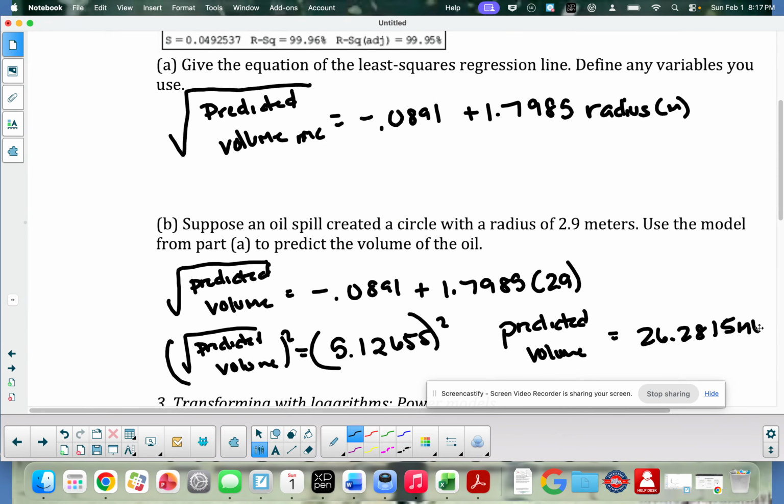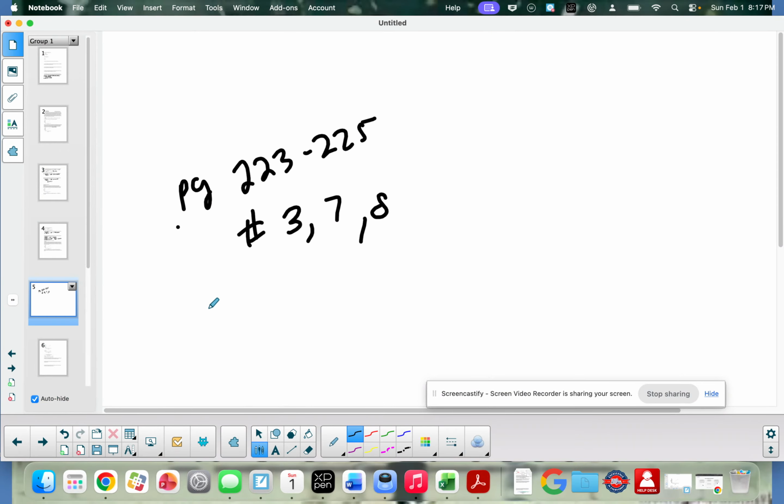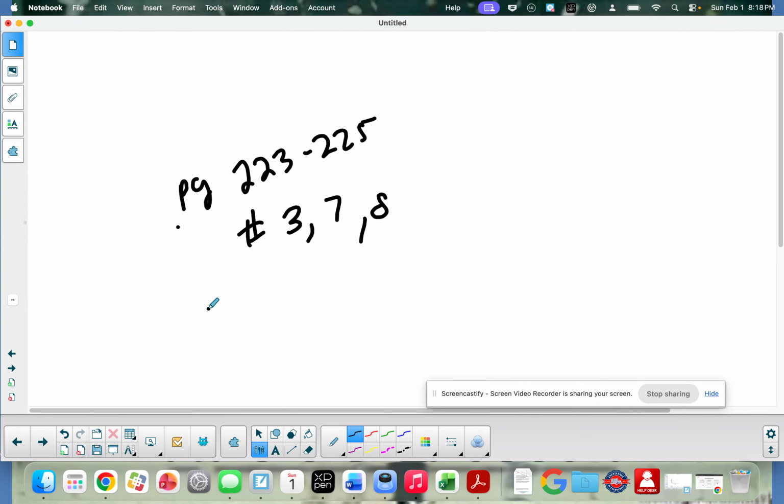Okay, and that's where I'm going to end it for today. Tomorrow we'll talk about logs and all kinds of other stuff. We'll also get more into high leverage points like that, to see how we can describe them, when we can remove them, or what kind of effect they have, more so than we talked about in 3C. So for today, these are the three problems that I want you to work on: 3, 7, and 8 from pages 223 to 225. And again, I'll be on the Google Meet at normal class time, so hopefully you watch this and have done your reading beforehand. All right, I will see you later.